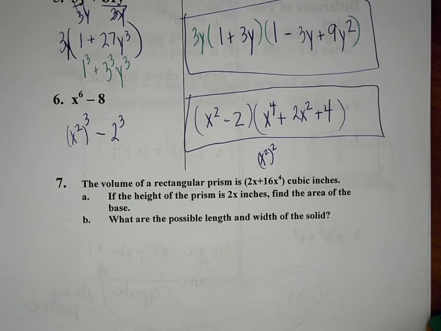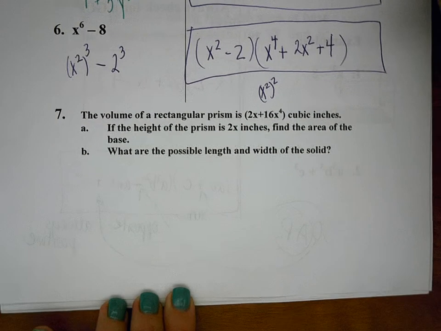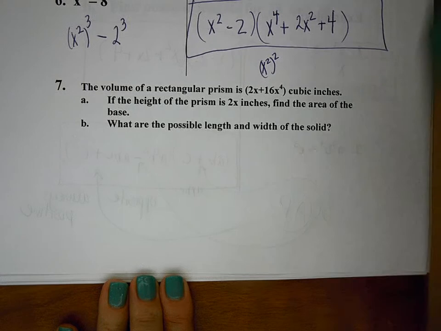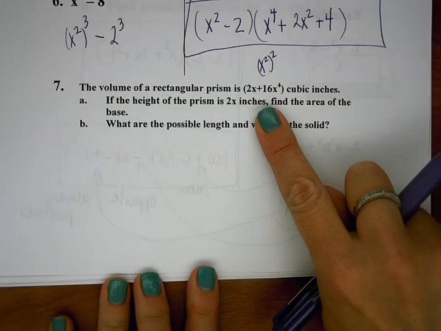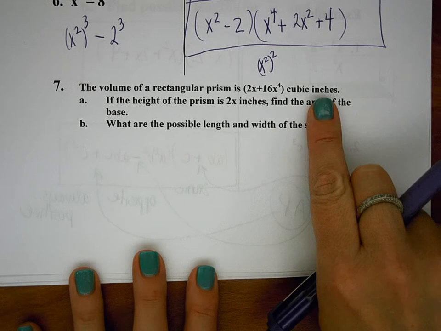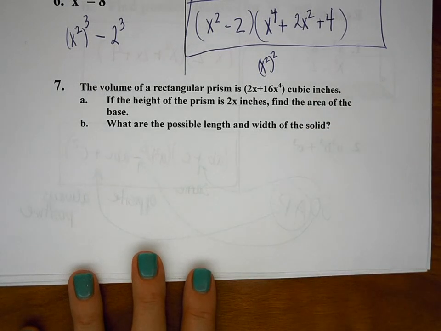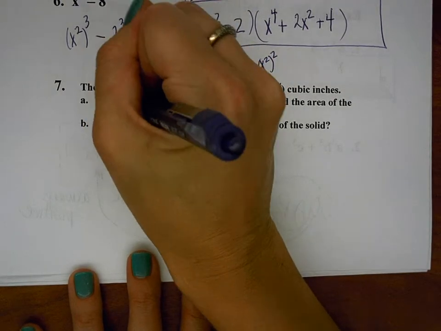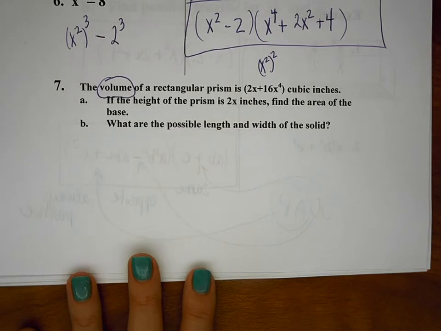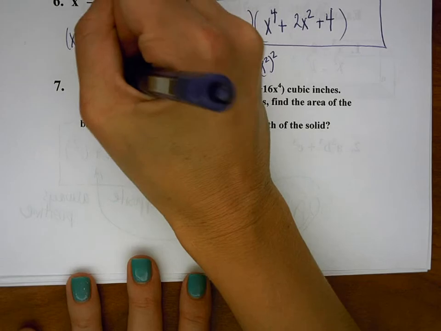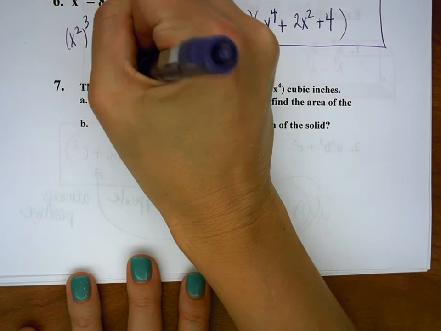Last one, number 7. It says the volume of a rectangular prism is this, 2x plus 16x to the 4th cubic inches. What does volume mean? How do you find volume? Okay, so hopefully some of you are responding. Volume you find by length times width times height.